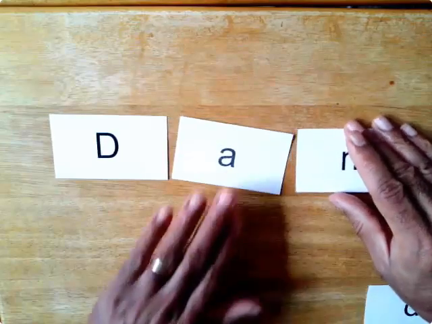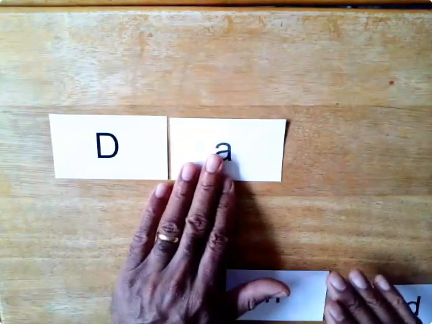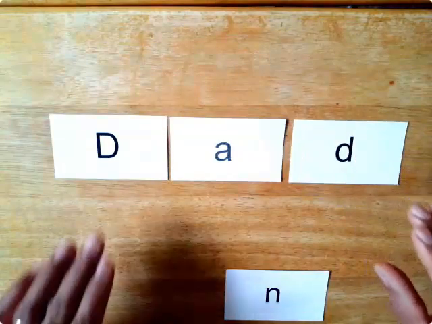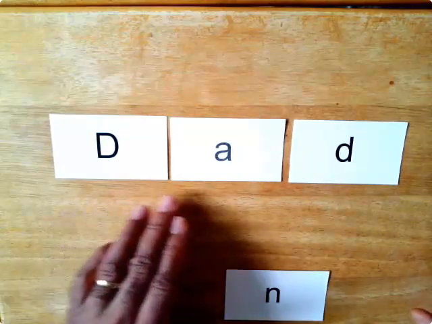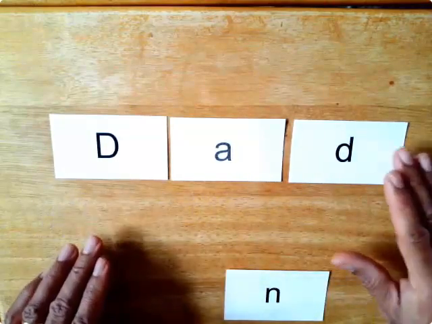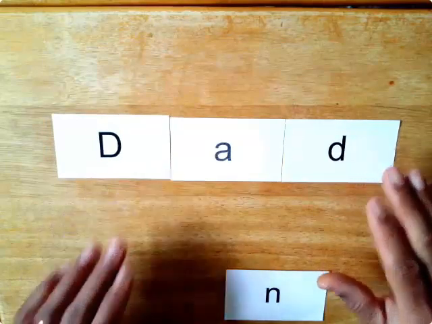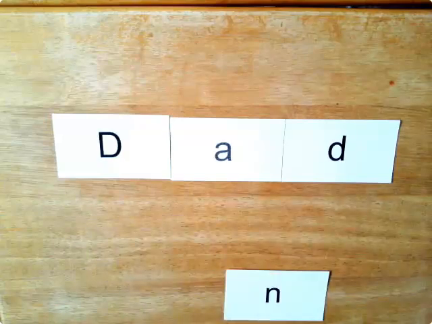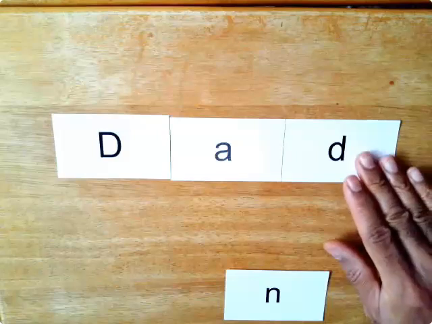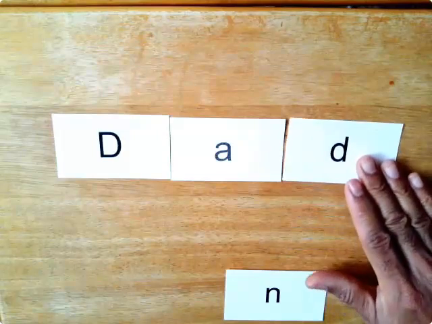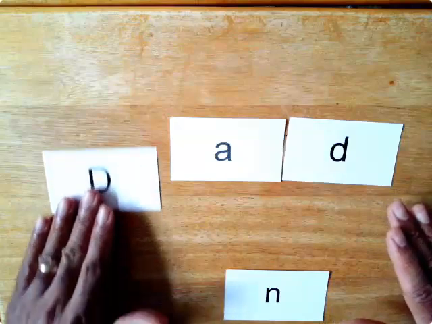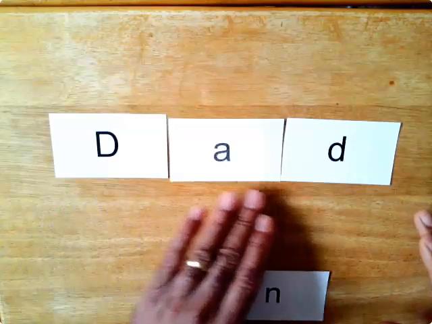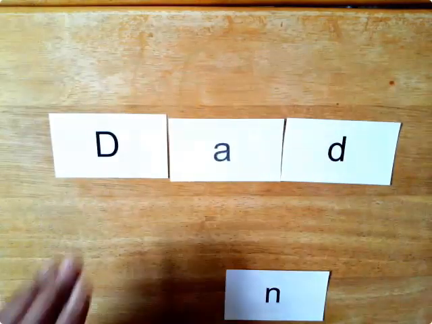We're going to move this N out of the way, this N that stands for N, and we're going to put another D. Dad. Blend it together now. Let's push them all together. And what do we have? Dad. So you see, we made the word dad by adding a D at the end and a D at the beginning and an A in the middle. Dad. That's our word, dad.